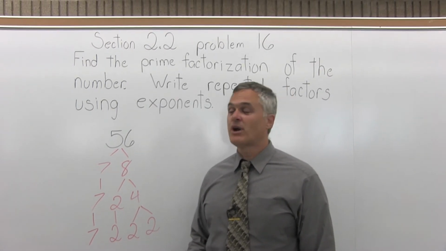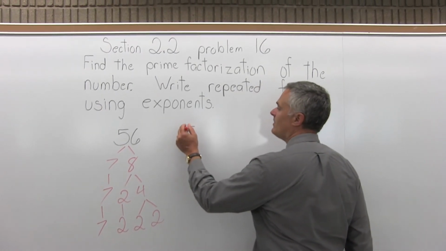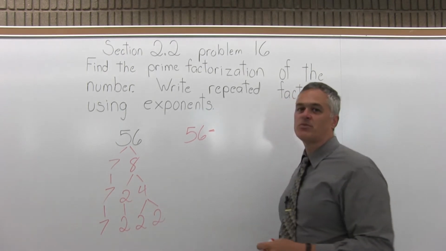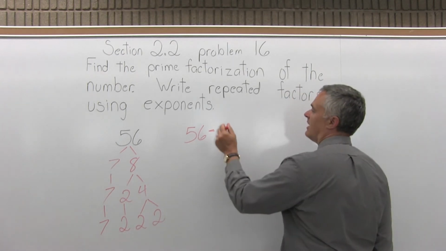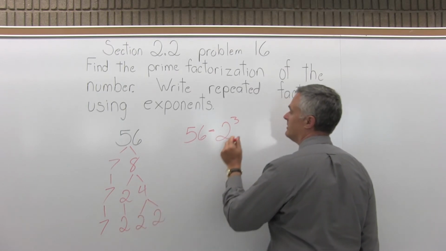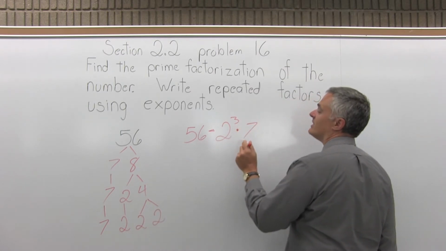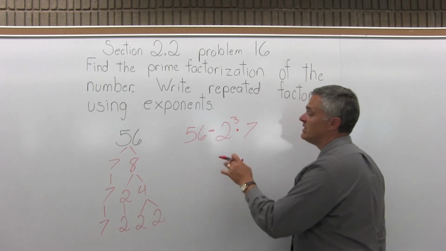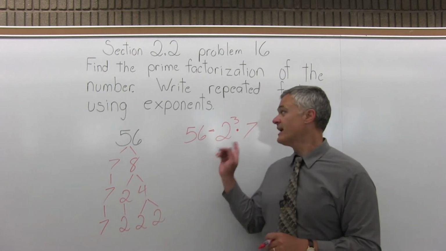So now to write the prime factorization, I'll put 56 equals, and it's traditional to put the smaller primes first. You don't have to, but it would be 2 to the 3rd power, because there's 3 of them, times 7. And you can check it. If you multiply 2 times 2 times 2 times 7, it will verify that that's 56, and they are all primes.